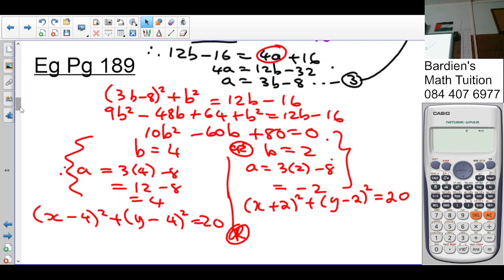For homework, I want you guys to do exercise 1 on page 192. You do number 2. There are 8 sums there, similar to what we did today.